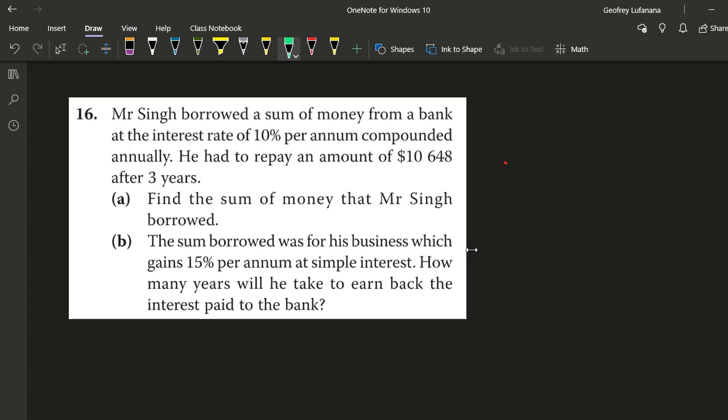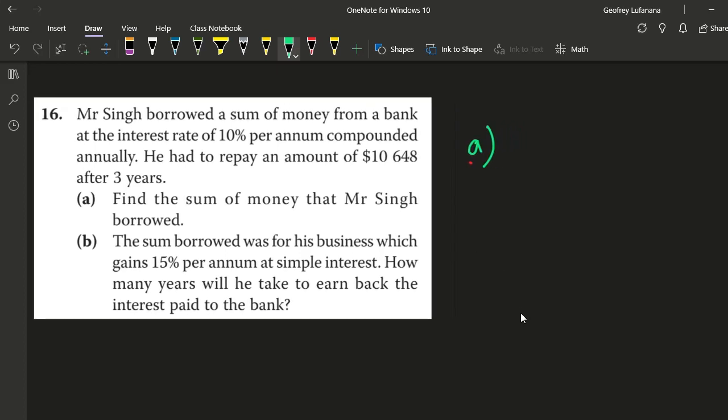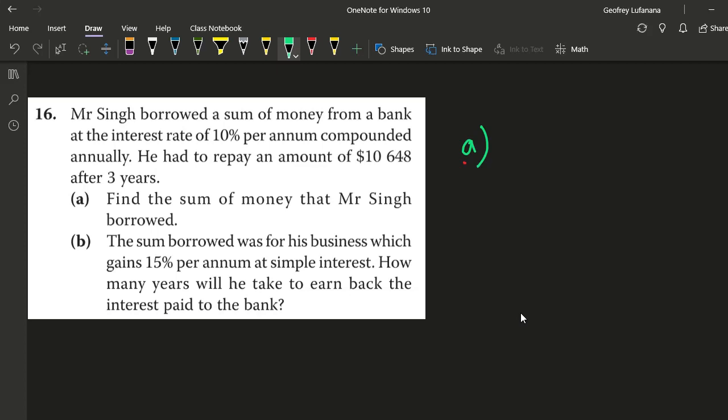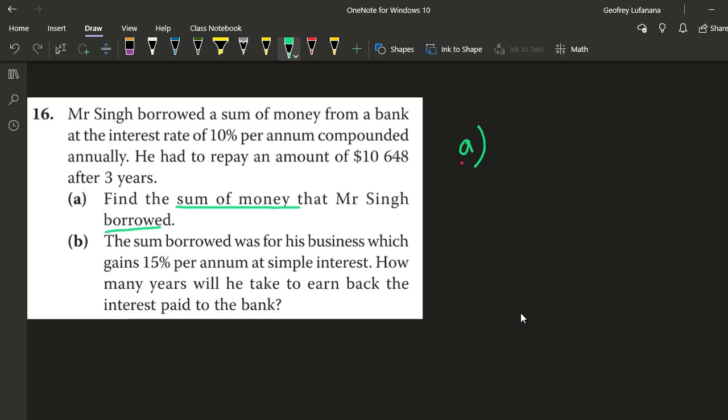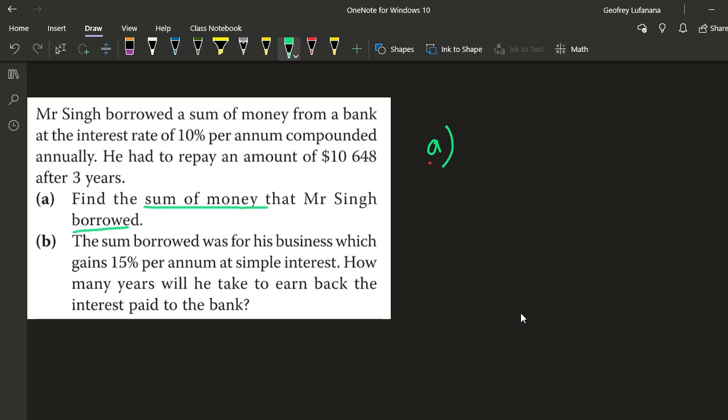Part A of the question is find the sum of money that Mr. Singh borrowed. So in this case, we are dealing with compound interest. That's first and foremost. Then we are required to find the sum of money that Mr. Singh borrowed. From our formula, let me first write down the formula so that we can identify what we have and what is required.